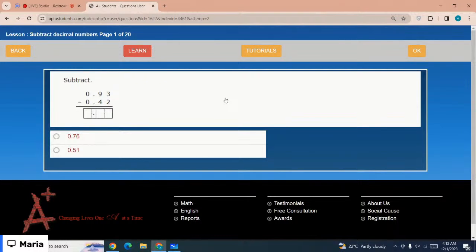Subtract, which is the correct option, 0.93 minus 0.42. The decimal points are already lined up, right? You simply have to subtract. No one is answering why.